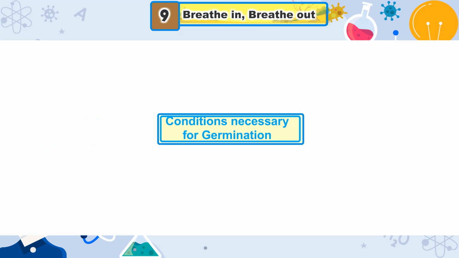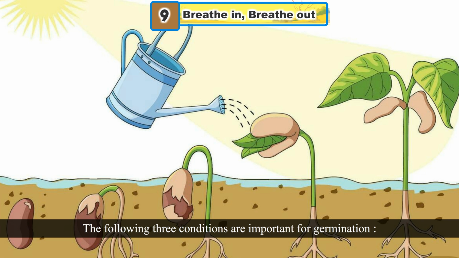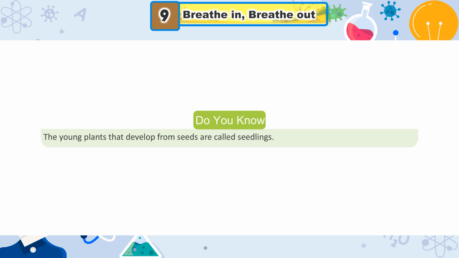Conditions necessary for germination. The following three conditions are important for germination. Water. Water is very important for the growth of plants. It helps to soften the seed coat so that embryo can come out of the seed when it is grown. It also changes the food stored in the seed into a soluble form so that it can be used by the seedling. Do you know? The young plants that develop from seeds are called seedlings.